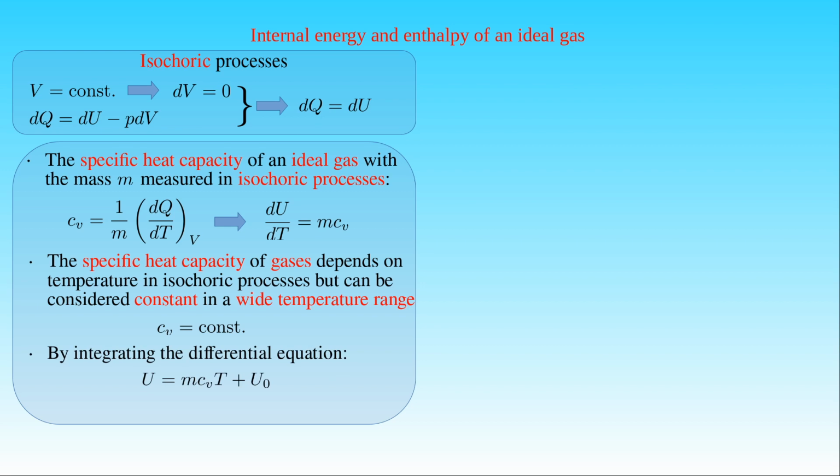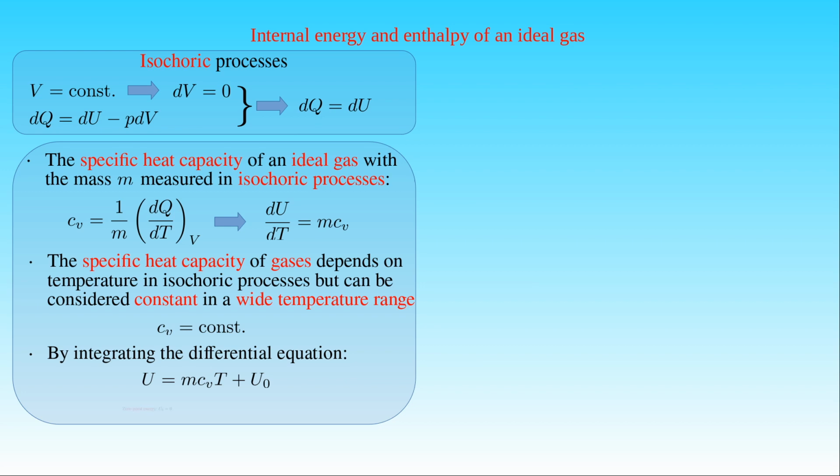The internal energy U of the gas is equal to the mass m of the gas, times its specific heat capacity CV for a constant volume, times its absolute temperature T, plus an integration constant U0. This integration constant is the zero-point energy of the gas, that is the internal energy of the gas at absolute zero temperature.